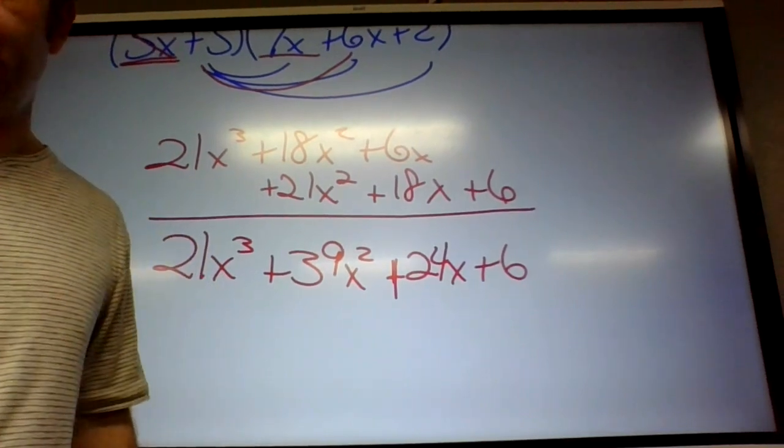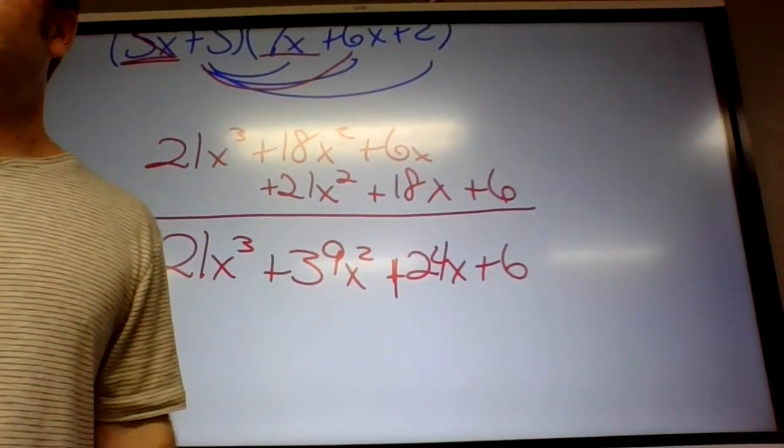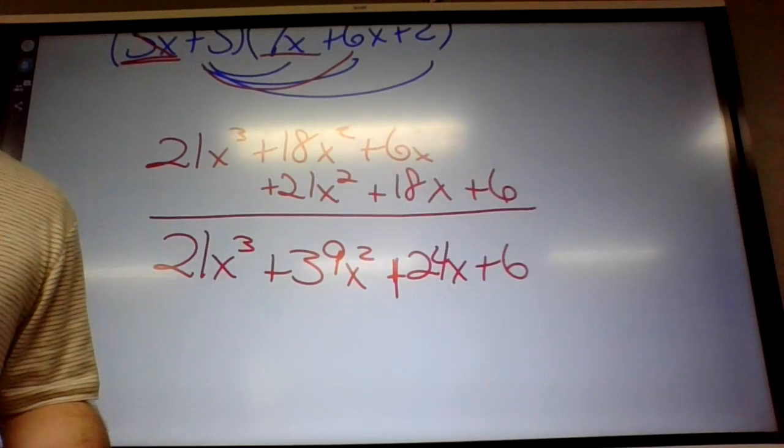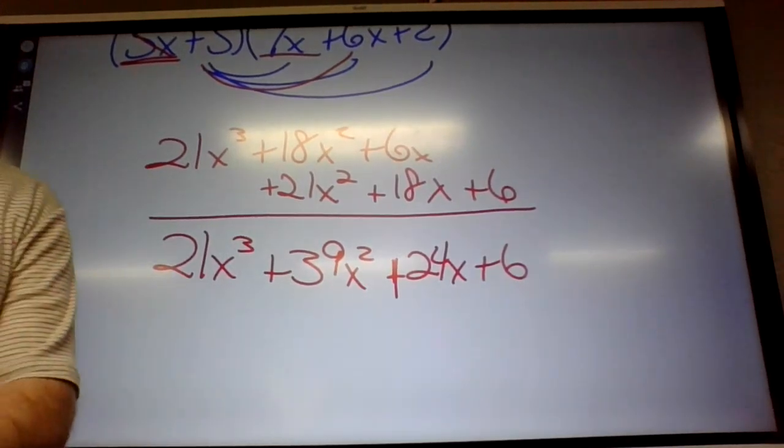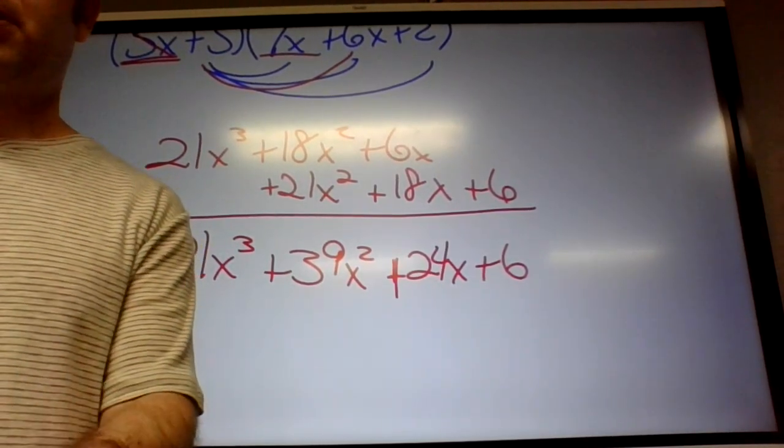Examples. 17 was a hard one on that one. So 19 is distribute, just like number 11, and 21 is another FOIL.